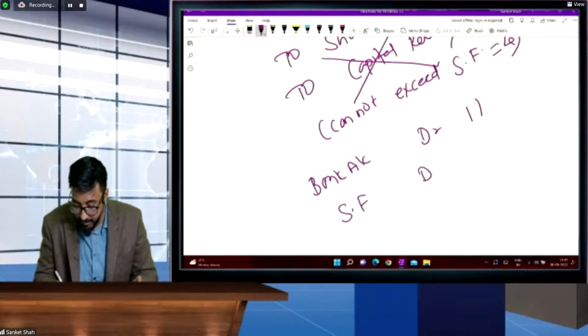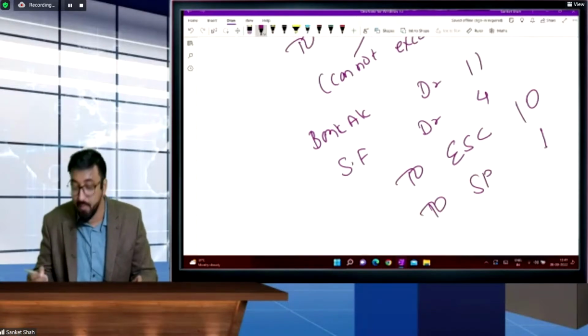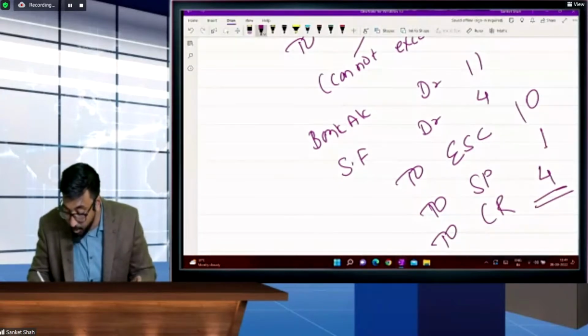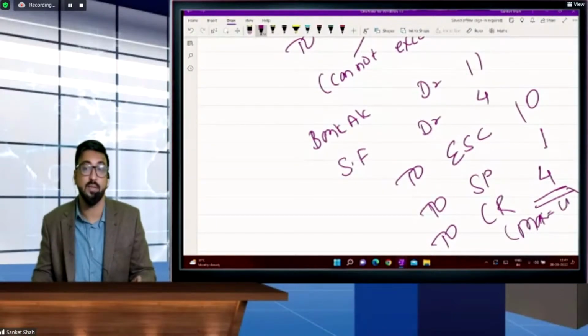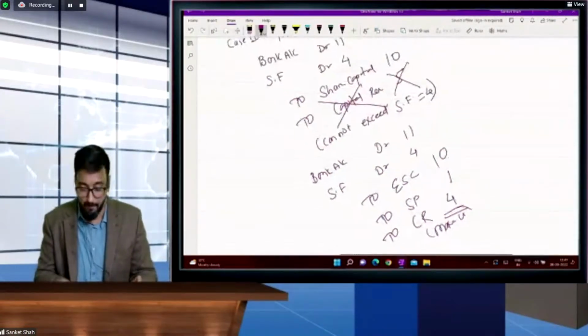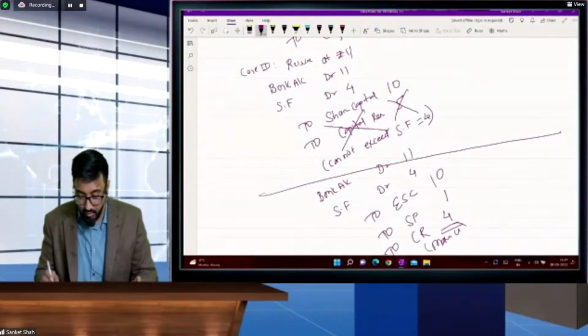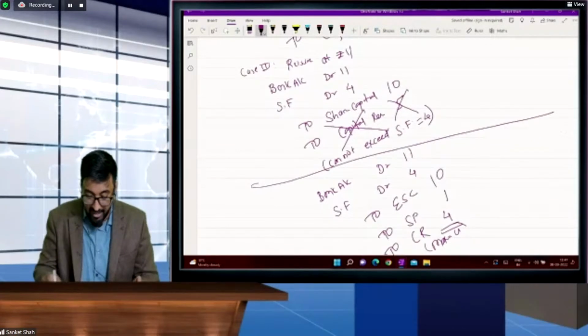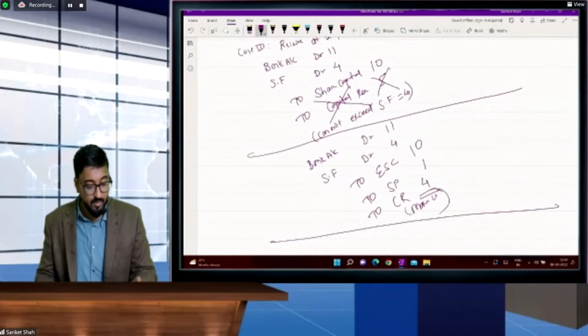Shares forfeited 4, to equity share capital 10, to security premium 1, to capital reserve maximum 4. Maximum 4 rupees. Got the entry? Yes, it's okay.